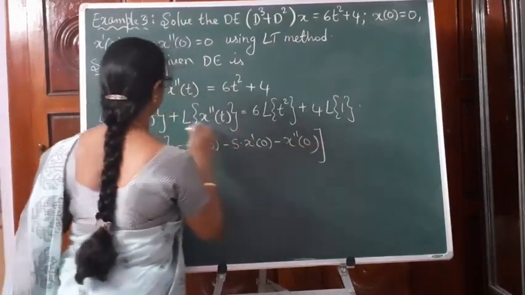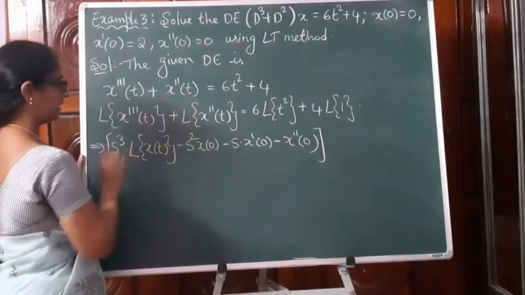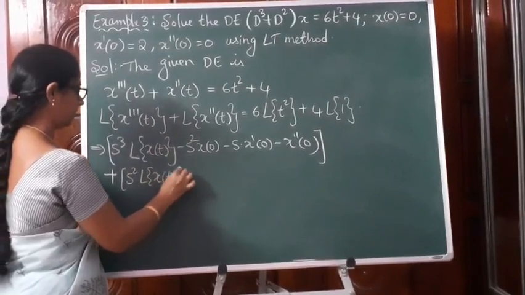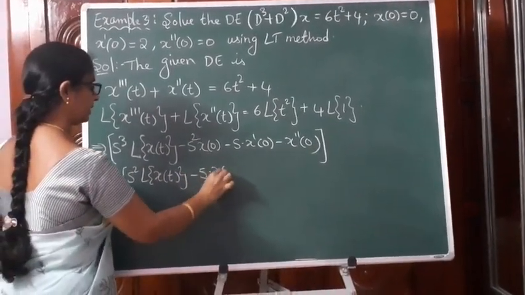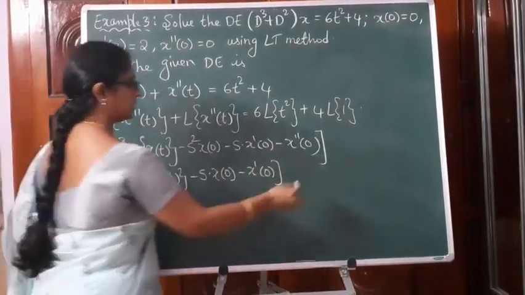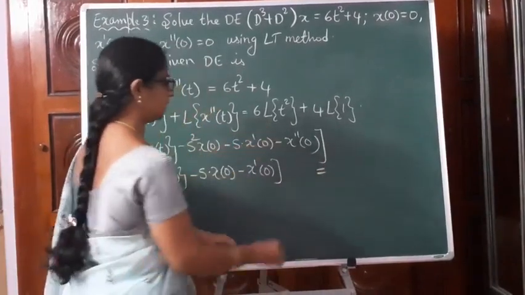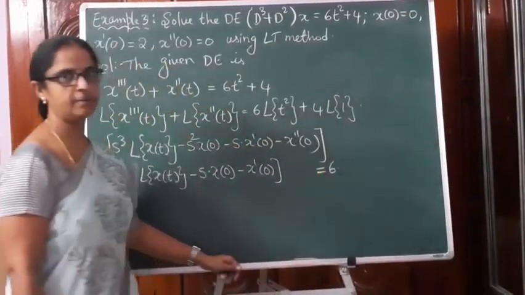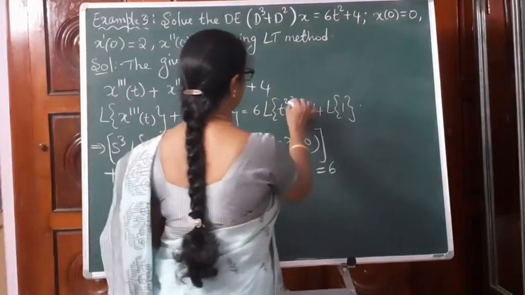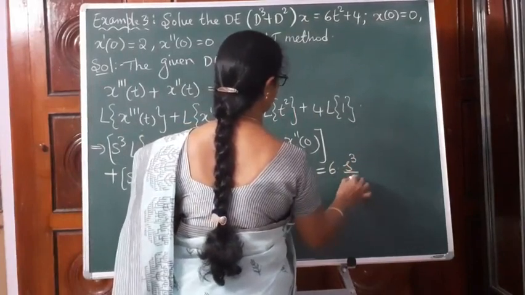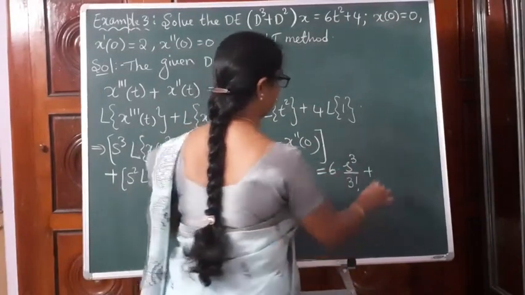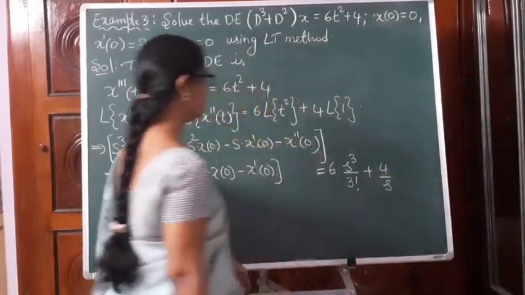This is L of x'''(t) plus, what is L of x''(t)? It is s² into L of x(t) minus s into x(0) minus x'(0), is equal to 6 into L of t². What is L of tⁿ? n factorial by sⁿ⁺¹. So L of t² is 2 factorial by s³, and 6 into that is plus 4 into L of 1, which is 4 by s.